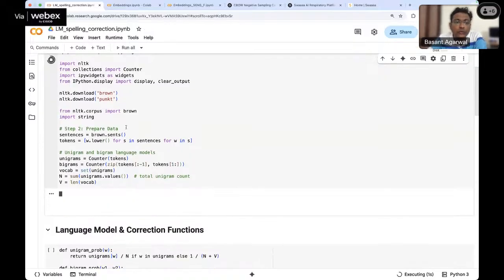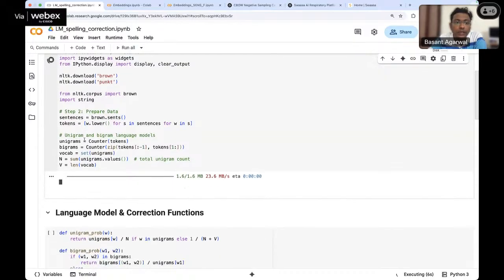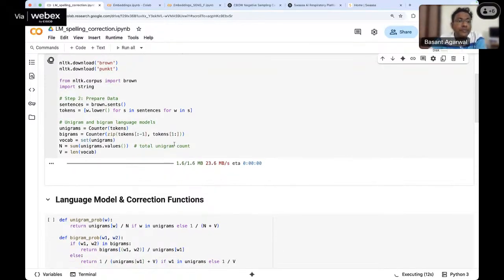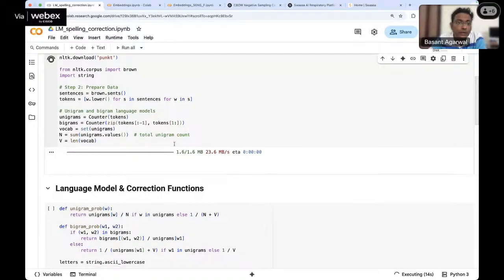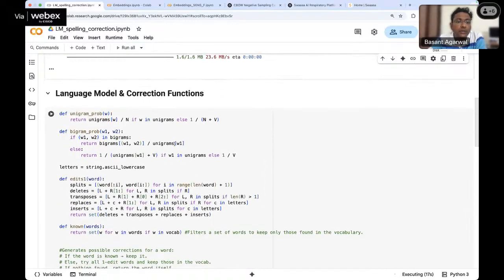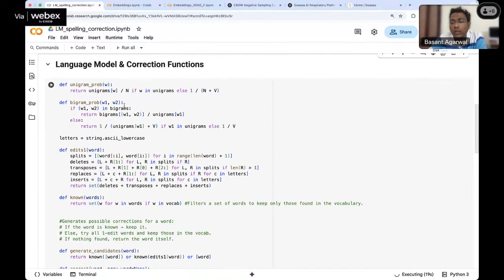So in this also, we are using the Brown corpus. We are doing the pre-processing and counting unigram and bigram language models. It is similar to the code which we have seen previously. Now this is the language model and correction functions.